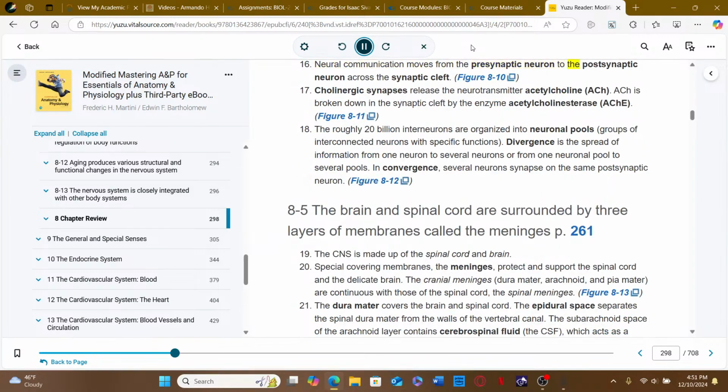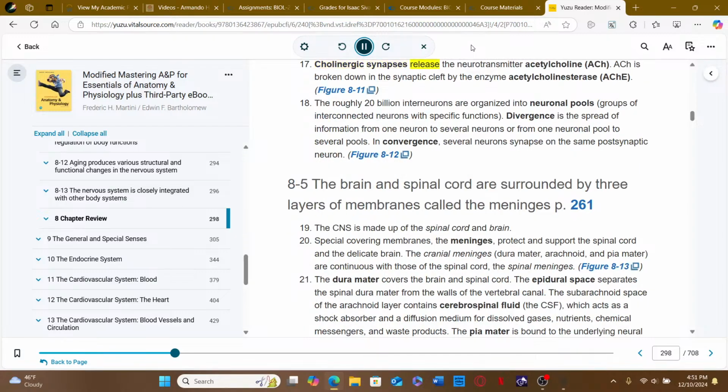Neural communication moves from the presynaptic neuron to the postsynaptic neuron across the synaptic cleft. Figure 8-10. Cholinergic synapses release the neurotransmitter acetylcholine, ACh. ACh is broken down in the synaptic cleft by the enzyme acetylcholinesterase, AChE.